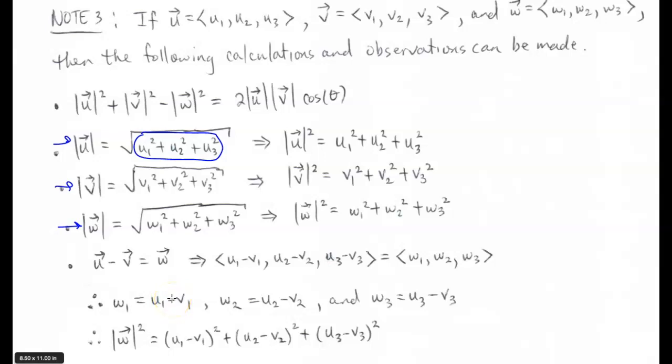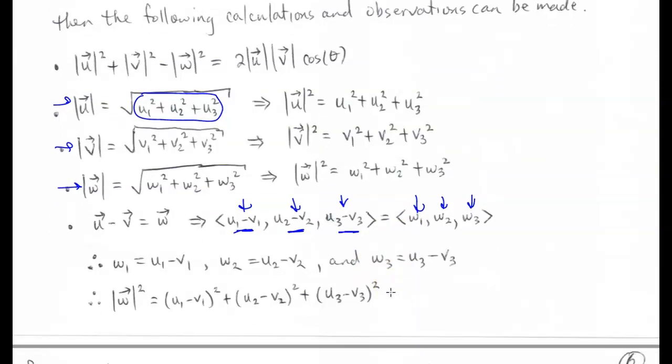As we mentioned before, the vector w is really just the vector u minus v. And u minus v, if we broke that up into components, is just going to be u1 minus v1, u2 minus v2, and u3 minus v3 for its x, y, and z components. So we know that the component w1 is just u1 minus v1, w2 is just u2 minus v2, and w3 is equal to u3 minus v3.